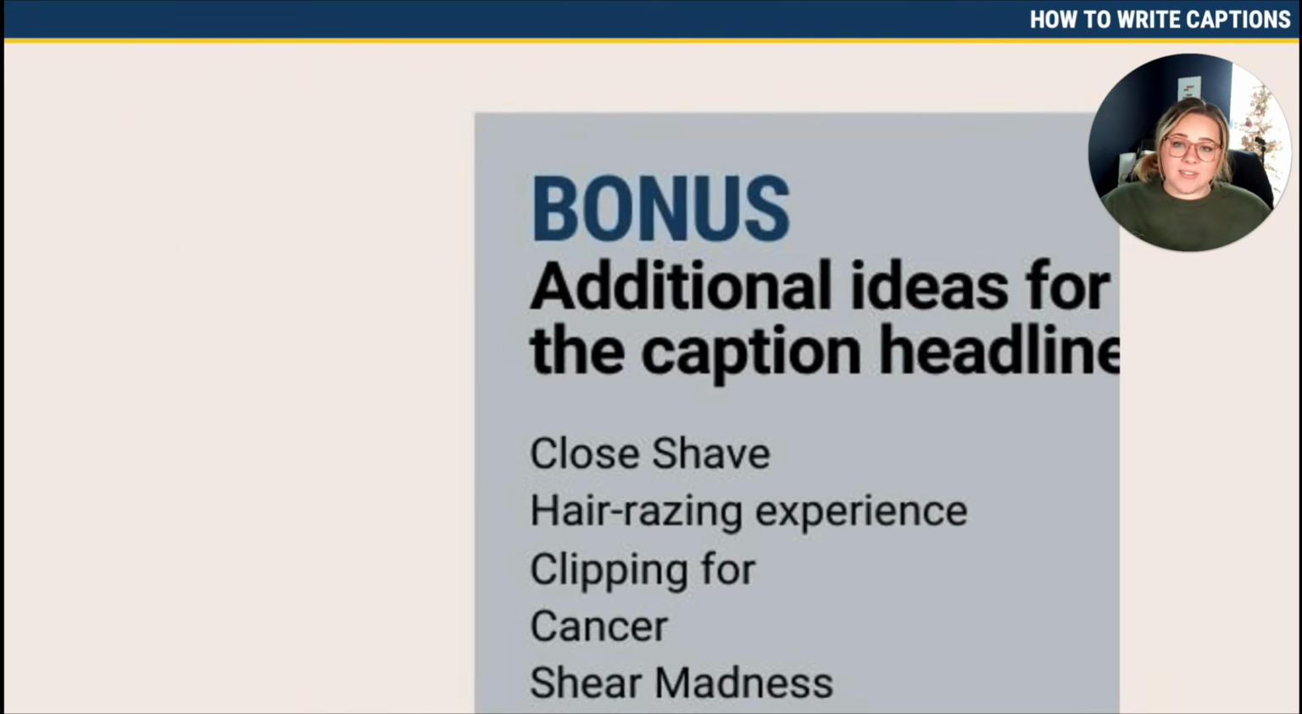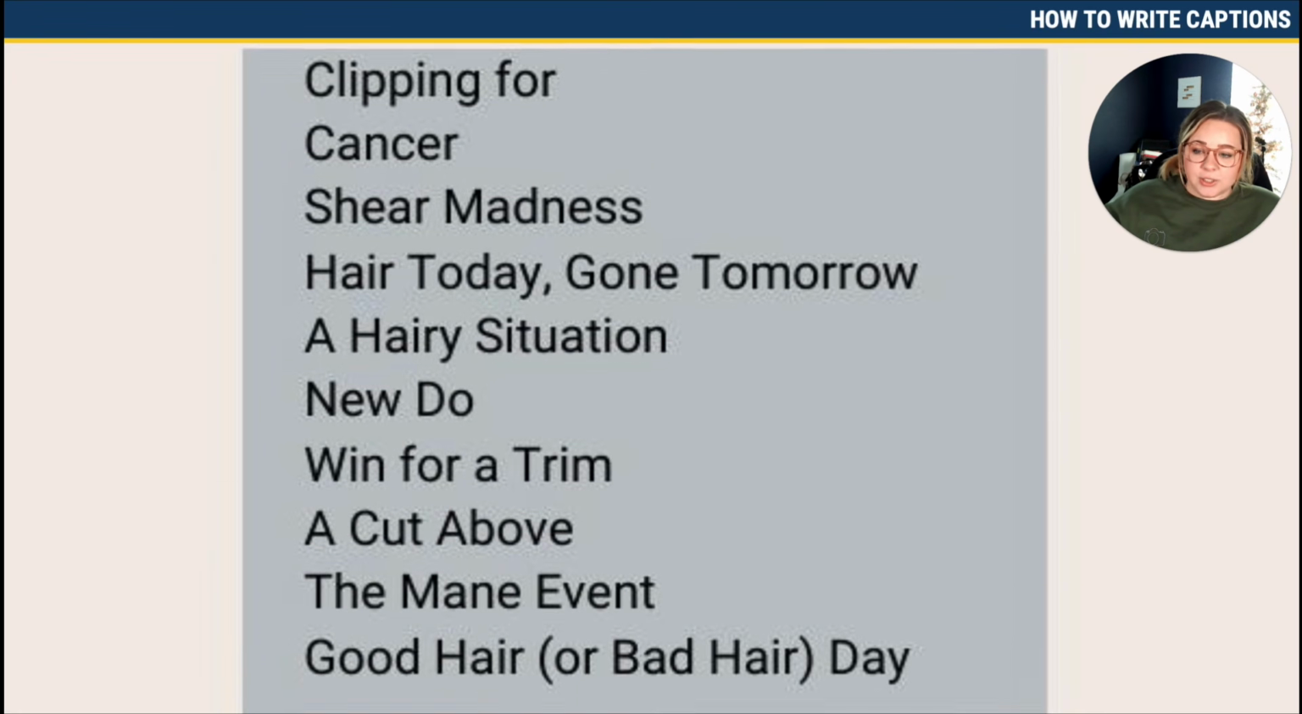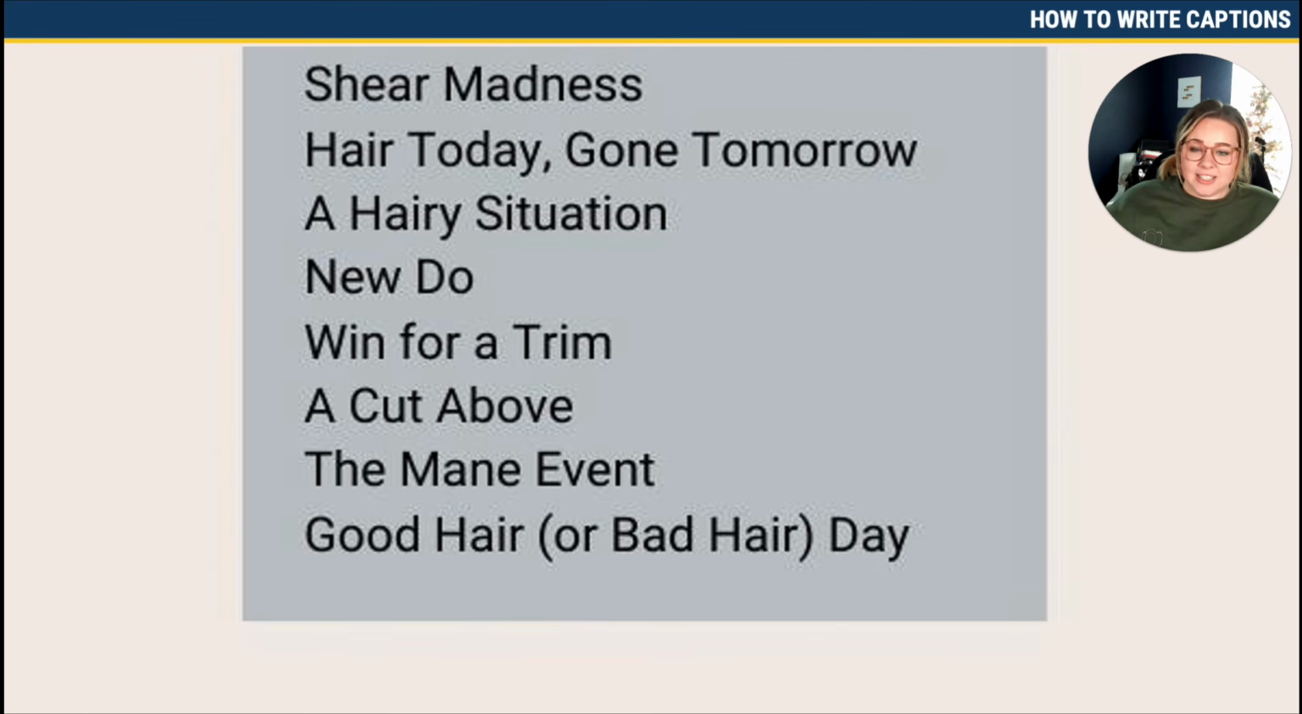So lastly, I have a little bonus for you, some additional ideas for the caption headline, just because I think it's fun to think of, but I also want to get you in the mindset of thinking of more than just one. So we went with "Shaving Lives," but the other options you could use are things like "Close Shave," "Hair Raising Experience," "Clipping for Cancer," "Sheer Madness," "Hair Today, Gone Tomorrow," "A Hairy Situation," "New Do," "Win for a Trim," "A Cut Above," "The Main Event," "Good Hair, Bad Hair Day."